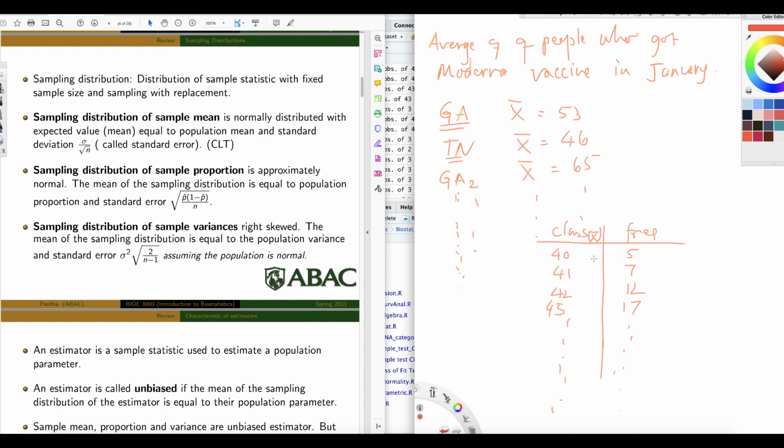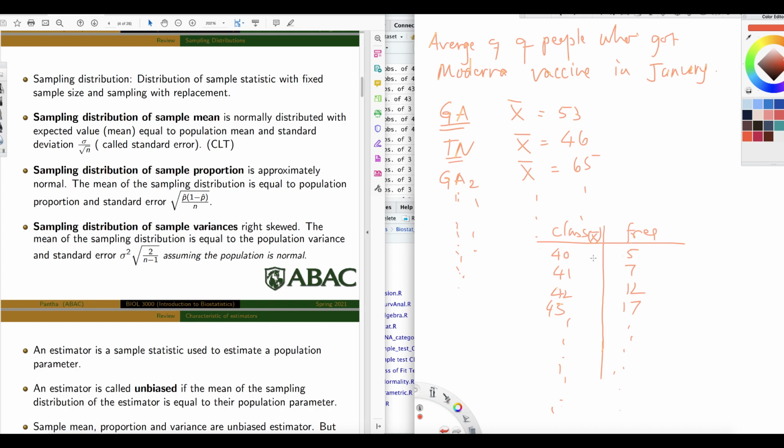Similarly, if you find out the variance of the age of the people who are getting the Moderna vaccine in January, then you can find the variance of a particular sample, find the variance of another sample, and another sample, and then make a similar table there. Variance, and then how many of those samples have that variance, and so on. Okay, guys. So that is called the sampling distribution.